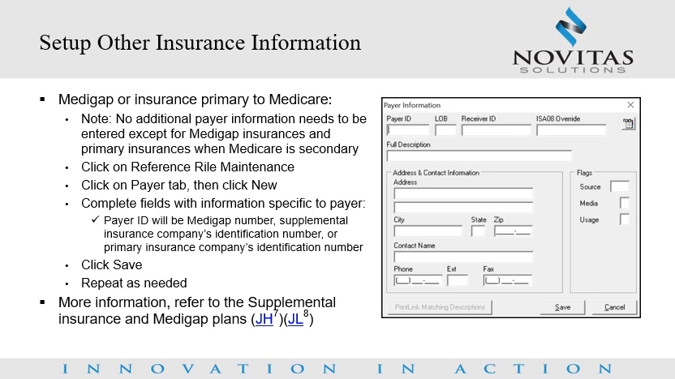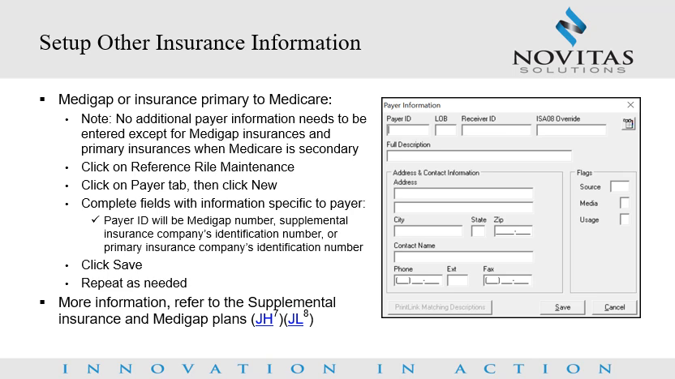To set up this type of other insurance information, the provider clicks on the Payer tab from the Reference File Maintenance icon. Then the provider would click on the New button and complete all fields with the information specific to each payer. The payer ID in this screen will be the Medigap number, supplemental insurance company's identification number, or the primary insurance company's identification number. After completing the information, the provider clicks on Save and repeats for each insurance as needed.